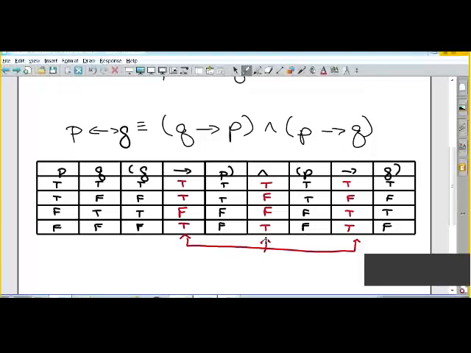It's true if they're both true, and it's true if they're both false. So they kind of have to match up. The truth values have to match up for the biconditional statement to be true.